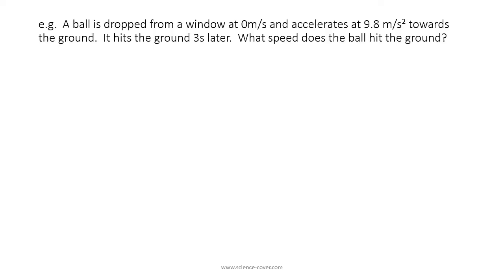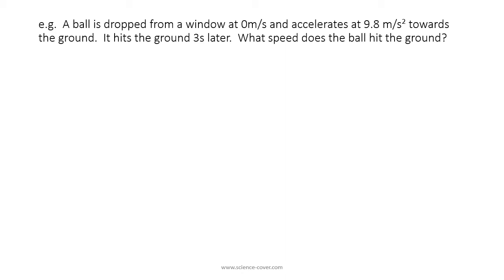Let's look at an example. A ball is dropped from a window at 0 meters per second and accelerates at 9.8 meters per second squared towards the ground. It hits the ground 3 seconds later. What speed does the ball hit the ground?